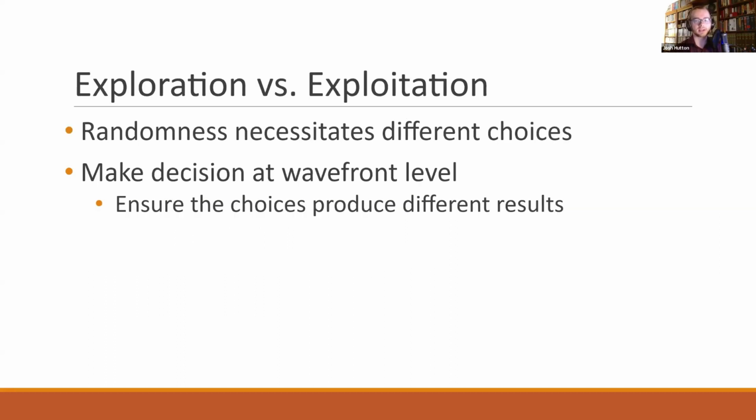One place it's likely to occur while constructing the schedules is when making the decision to explore versus exploit. Because ACO has randomness built into it, that necessitates that we make different choices, which could lead to selecting different branches. We minimize this by making the decision to explore versus exploit at a wavefront level. One important note is that you do need to ensure that you're still generating different results in each thread.